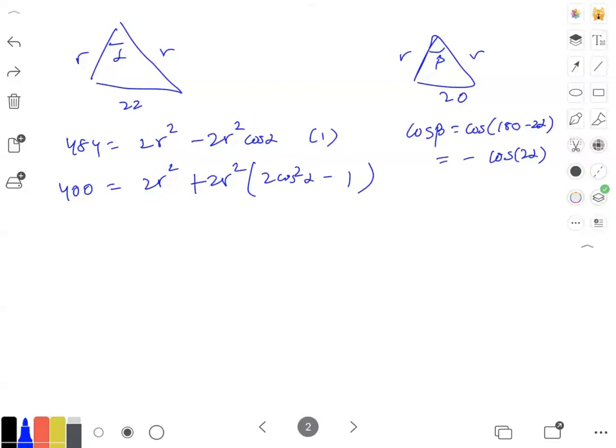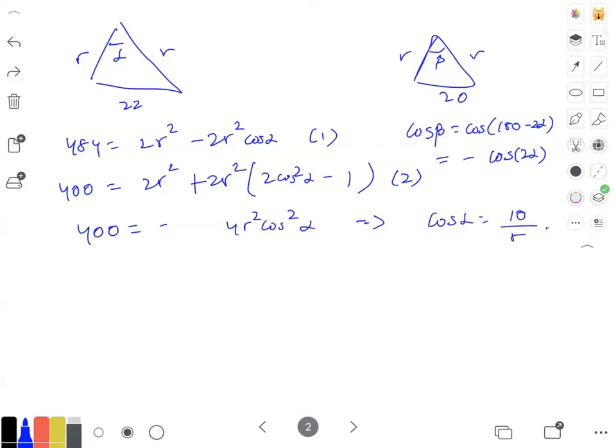Alrighty, so let's call this equation 1 and this equation 2, and now let's do some simplification on the second equation. So 400 is equal to 2R squared, and then this will become 4R squared cosine squared alpha, but then look, 2R squared will cancel with 2R squared, so we don't have to write that. Divide by 4, you get R squared cosine squared alpha is equal to 100, so R cosine alpha is 10, so cosine alpha is 10 over R.